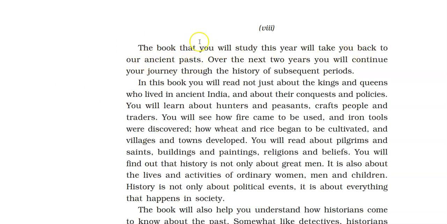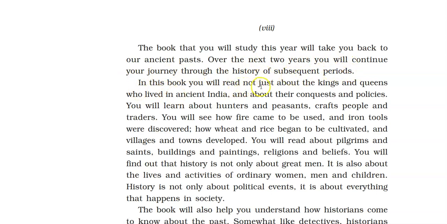Now, as we can see, we are going to start our journey as ancient, medieval, and modern. The past history we are going to consider as ancient, and the mid-range we call medieval history, and then we come to modern. Again in modern, pre and post. Anyhow, we are going to study all those things step by step. Over the next 2 years, you will continue your journey through the history of subsequent periods.